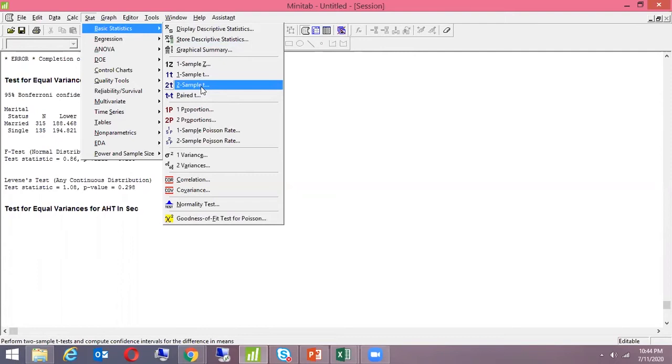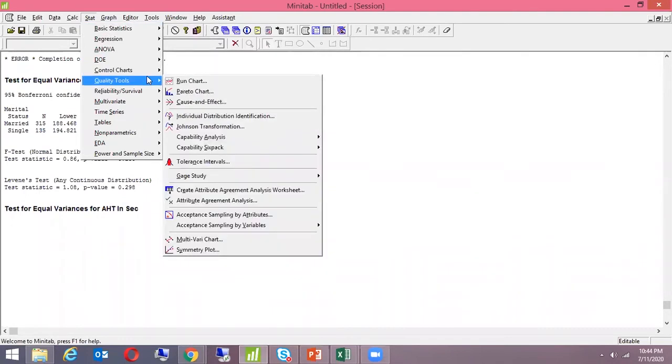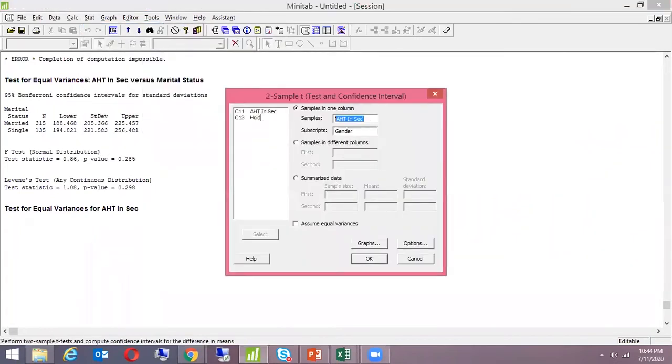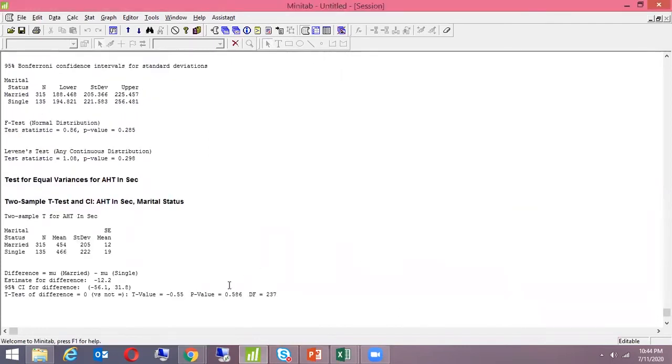So I don't know whether it's normal or not normal, but I think we have already done the test, so it's not normal. So I can't do two sample T. I have to do Mann-Whitney. But still, I just want to show it to you. Basic stats, and then I go to two sample T. Here I put HT, which is already there, and now I'm putting here marital status. So p-value is 0.586. Ideally this test was not supposed to be done. I'm doing it forcefully.